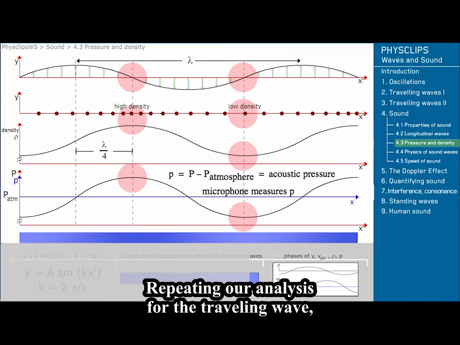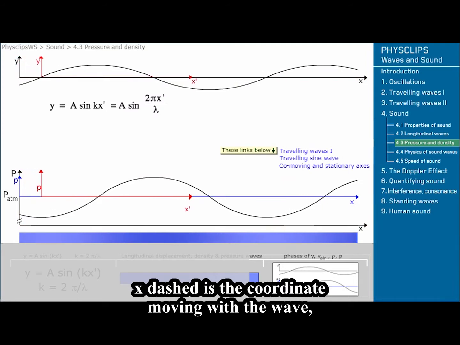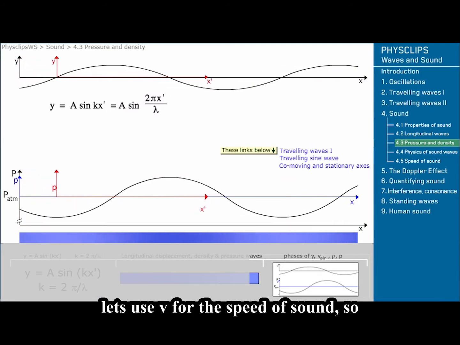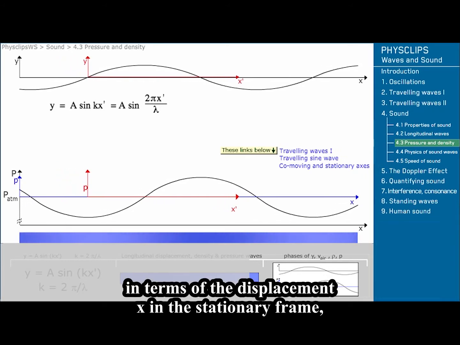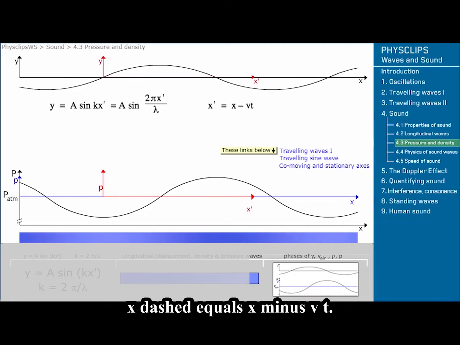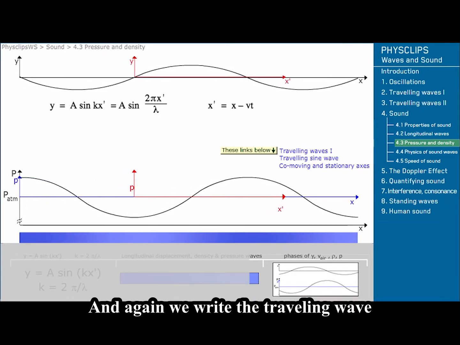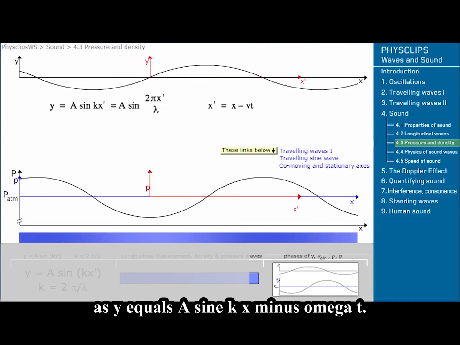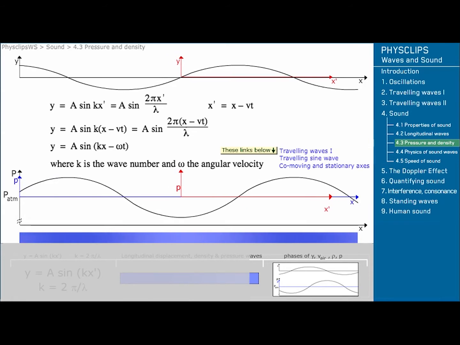Repeating our analysis for the travelling wave, x dashed is the coordinate moving with the wave. Let's use v for the speed of sound, so in terms of the displacement x in the stationary frame, x dashed equals x minus vt. And again, we write the travelling wave as y equals a sine kx minus omega t.